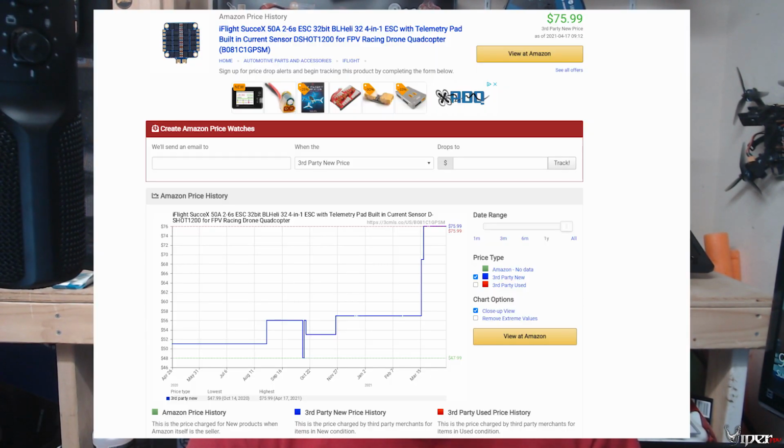Let me go ahead and show you this other one here. This one's an even more significant increase. This is an iFlight SucceX-E 50-amp 2-6S ESC. This thing has gone up to $75 from $47.99 over the course of just a month or so. As you can see, the price has increased dramatically.